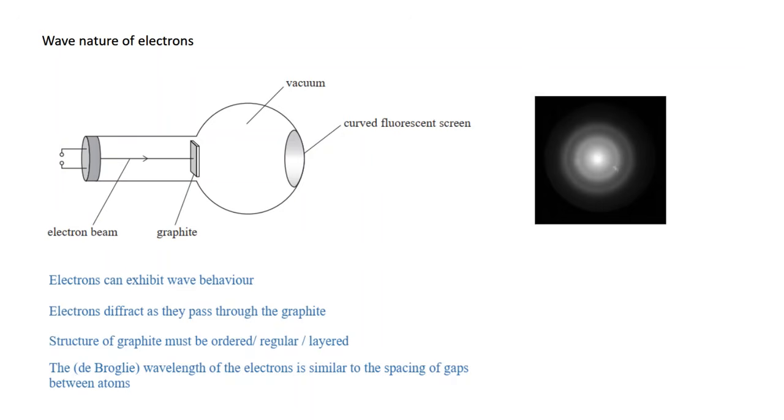And talking about de Broglie wavelength, you have to do some calculations quite frequently as well. And every time you come across de Broglie wavelength, this is the equation that you use: lambda equals h by p.